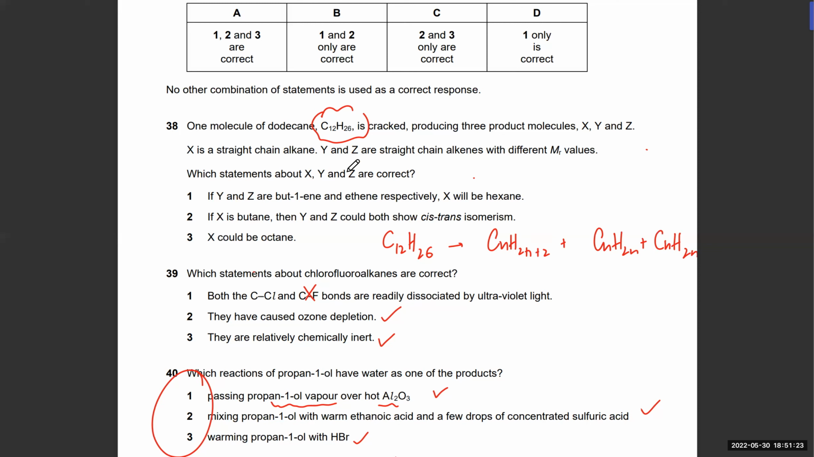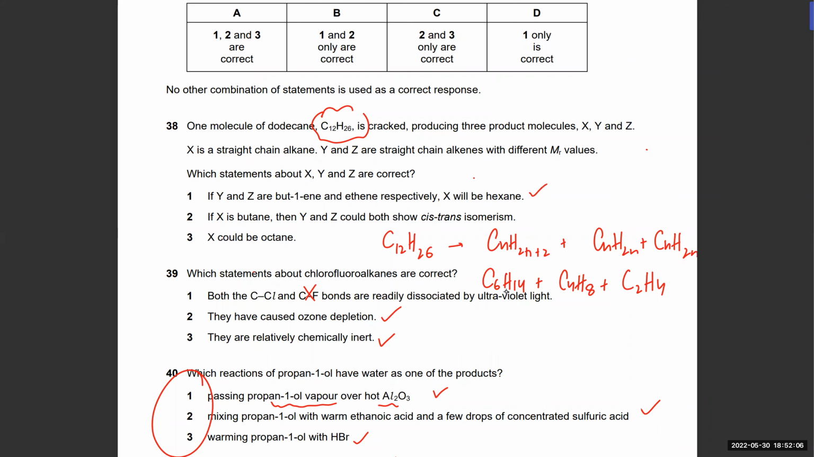Which statements about X, Y, and Z are correct? If Y and Z are butadiene and ethene respectively, X will be hexane. So is that correct? What's X? C6H12? Butadiene, what's the formula? C4H8? And ethene is C2H4. So it looks correct. Everything should add up to be this. Are the hydrogens adding up? That's 12 plus 8, 20. The hydrogens are not adding up. No, sorry, this would be 14. So it's an alkane. So the first one is true.